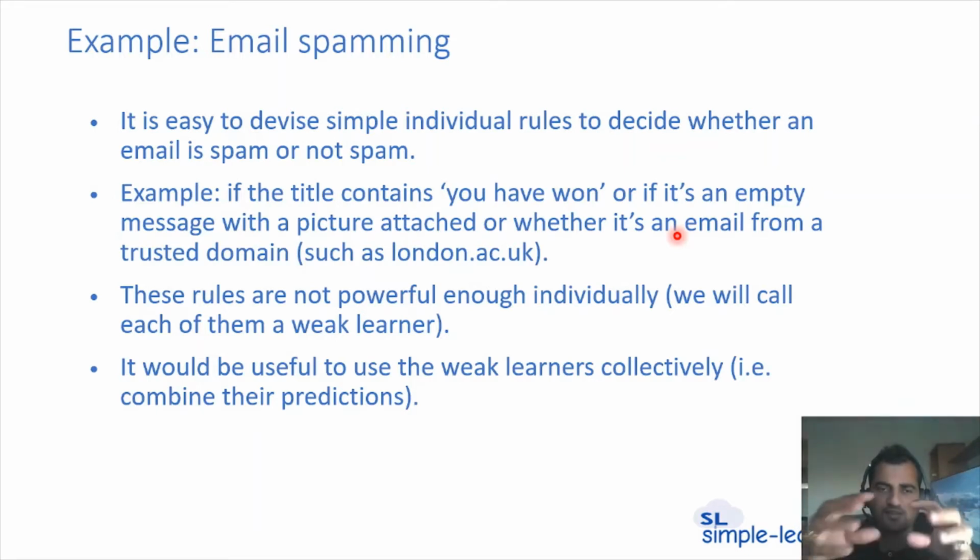So we can write a couple of rules, and based on that we can identify whether these are actual emails or spam, right? That is a basic theory which we follow, but these rules are not powerful enough individually. If you take one rule, it applies to one category of things, but not to the other category.